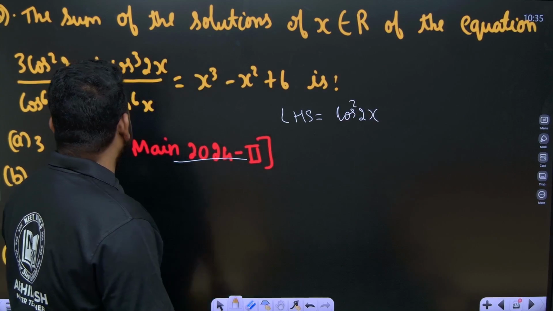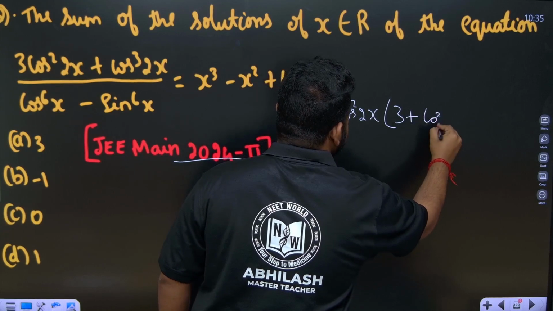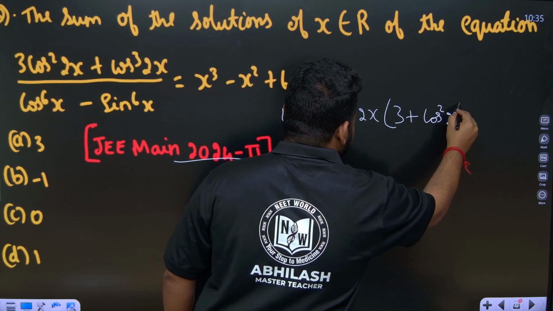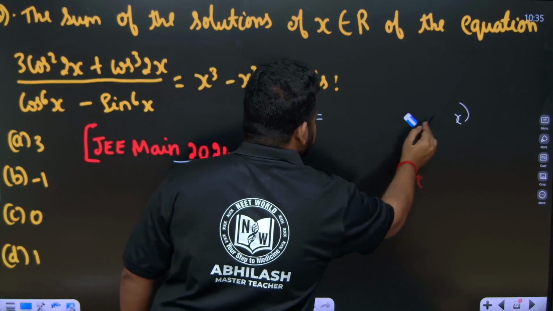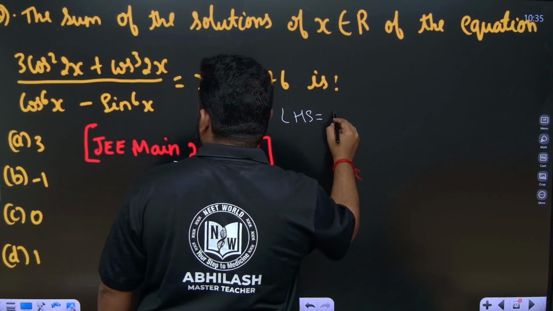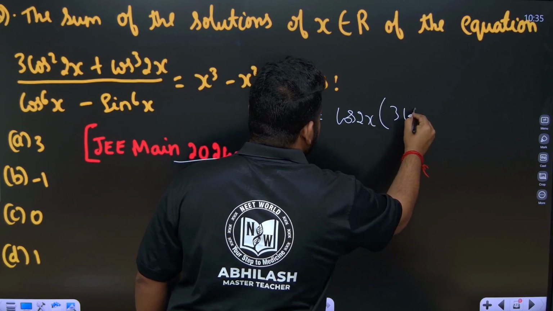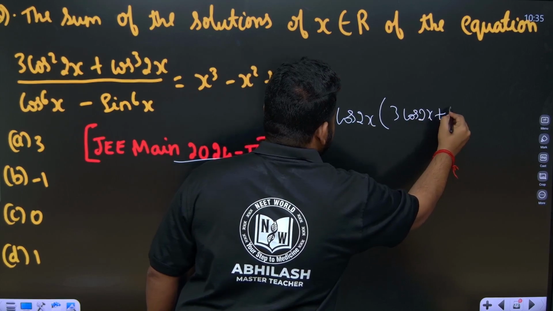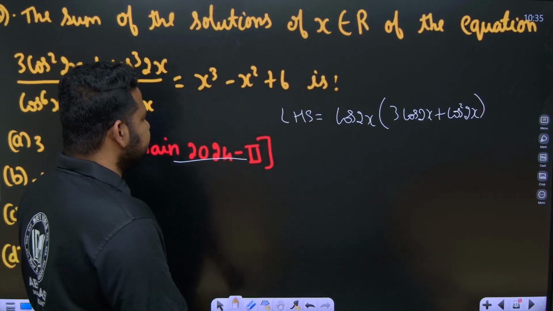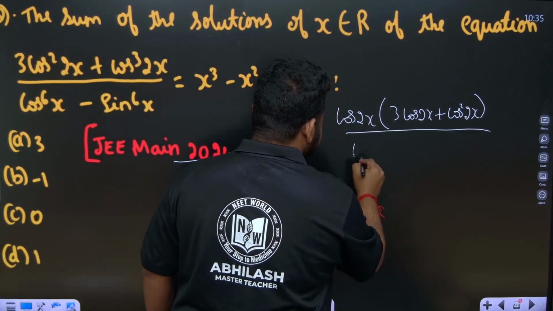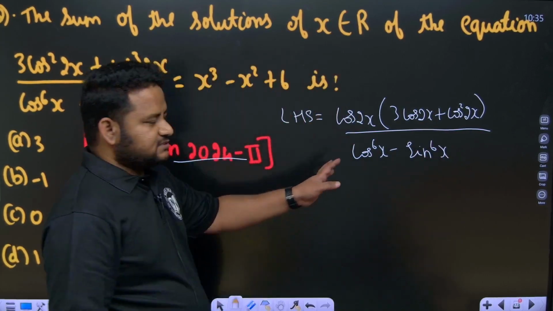Cos square 2x, if I take it outside, this will become 3 plus cos square 2x. And here let me take only cos 2x outside. This will become 3 into cos 2x plus cos square 2x, divided by cos 6x minus sin 6x.